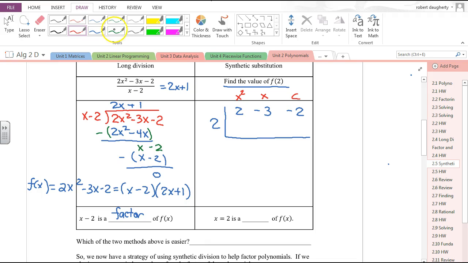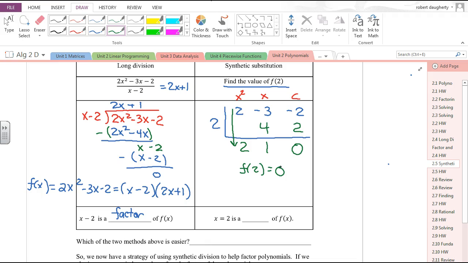Okay, what's the first step in doing this? We've done this, right? Bring the 2 down, that was what this big arrow was, and then what? 2 times 2 is 4. What's 4 minus 3? 1. What's 2 times 1? It's 2. And I get a 0. Okay? So this tells me that f of 2 is what? Is 0.